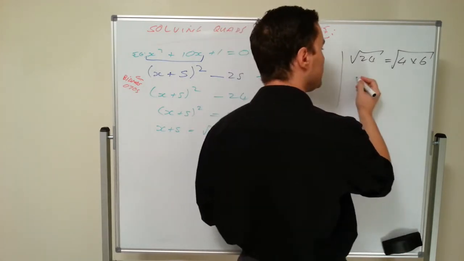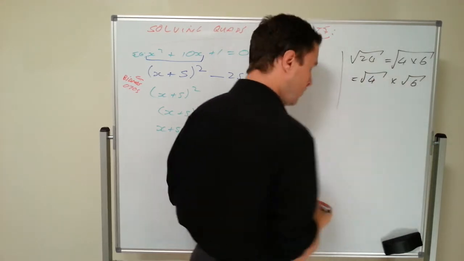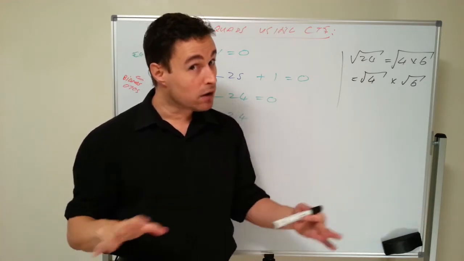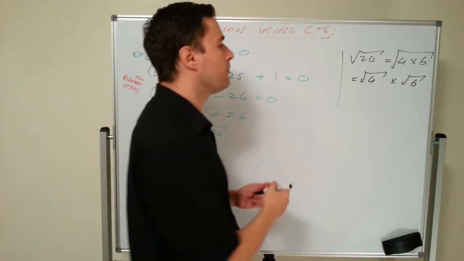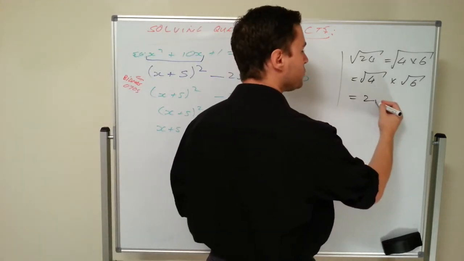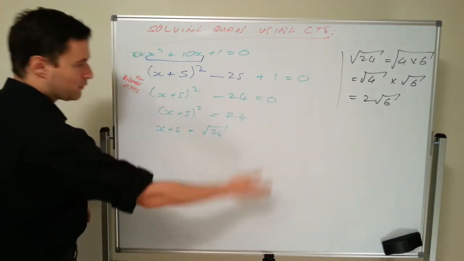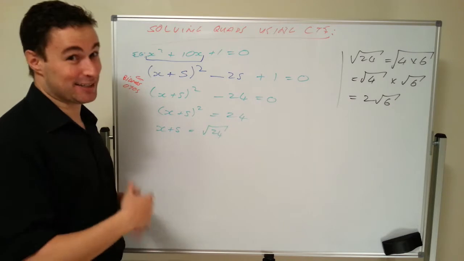Then I'm going to split the square root across the multiplication, which is completely allowable to do. You can split square roots across times and divide. You cannot split them across plus and minus. Just remember that all the time. And then the square root of 4 is 2, and the square root of 6, well, 6. No, the square root of 6 is not 6. Listen to me. The square root of 6 just stays root 6.